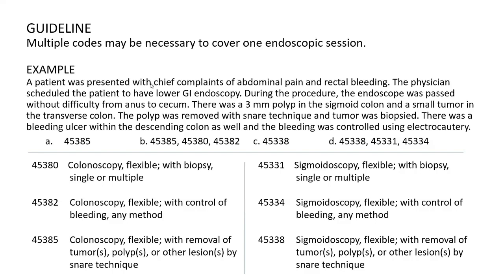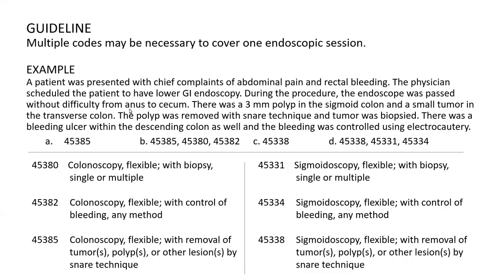A patient presented with chief complaints of abdominal pain and rectal bleeding. The physician scheduled the patient to have a lower GI endoscopy. During the procedure, the endoscope was passed without difficulty from anus to cecum. There was a 3 mm polyp in the sigmoid colon and a small tumor in the transverse colon. The polyp was removed with snare technique and the tumor was biopsied. There was a bleeding ulcer within the descending colon as well, and the bleeding was controlled using electrocautery.